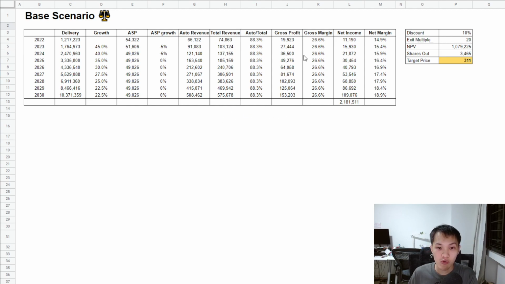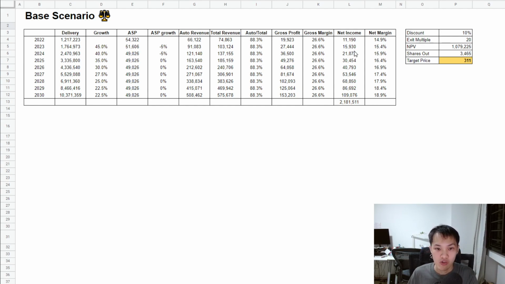And then the last two will be their profits. We have the gross margin here and the net margin here. I think the most important one is the net margin. Currently, it is at about 14.9%. So I assume that the net margin will increase by 0.5% every year and grow from 14.9 to 18.9% by 2030.